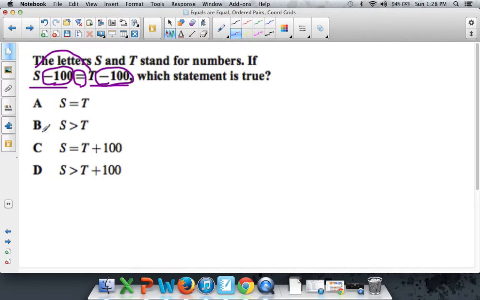So look down at A, B, C, and D. Which one of those shows you that S is the same thing as T? That's A. S equals T. That's the only acceptable answer, and really easy to get to as long as you're not overthinking it or as long as you're reading carefully. That is the tricky part about some algebra and math. It's not just math anymore. It's also your ability to read and understand what you're reading. Let's move on.